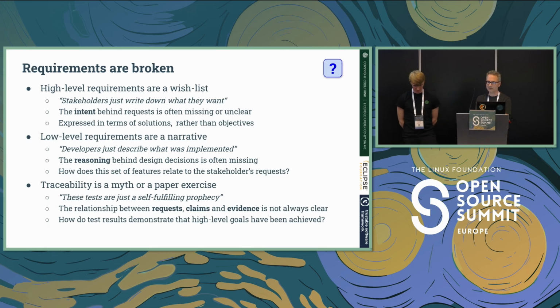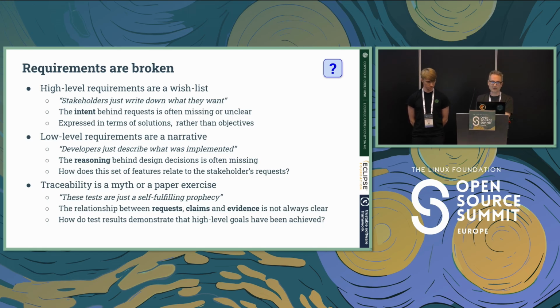And then we've got requirements themselves, and as anyone who's worked in software for any length of time knows, requirements are largely broken. High-level requirements are a wish list. Your stakeholders just write down what it is they want, sometimes just describing the solution they think they need rather than what the intent was behind it. And low-level requirements are a narrative. You describe what you did, and then you say, yes, here are the requirements.